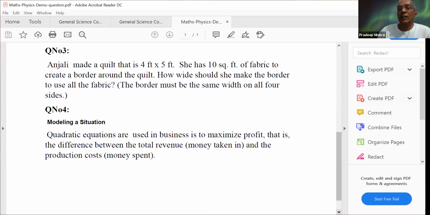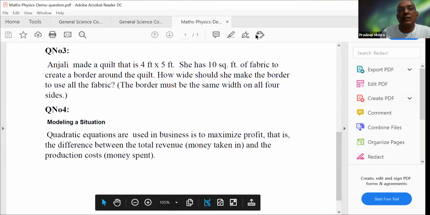Now I will explain to you. I will share the whiteboard now, so you will understand how I explain things. Now what I said, it is a quilt, 4 by 5 feet. So I will draw it. This is the quilt, this is the size.